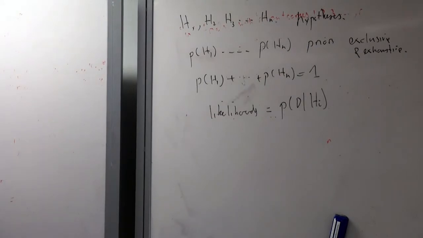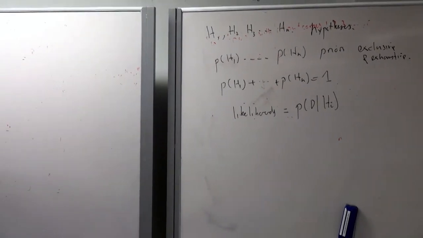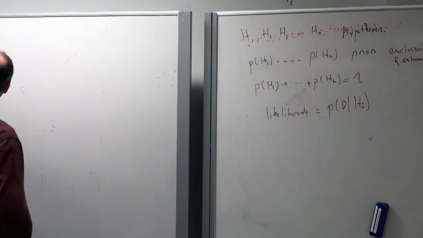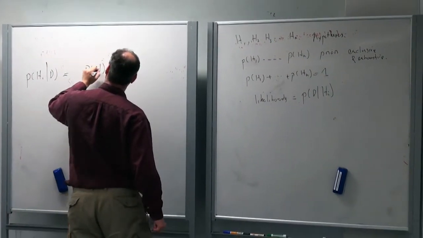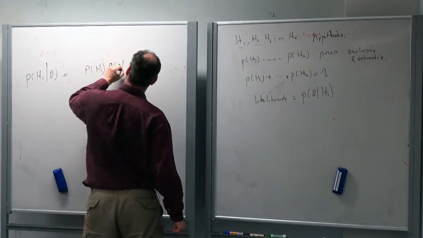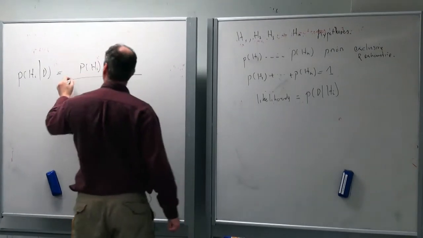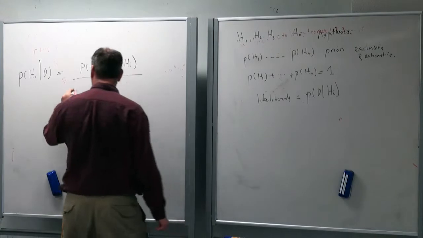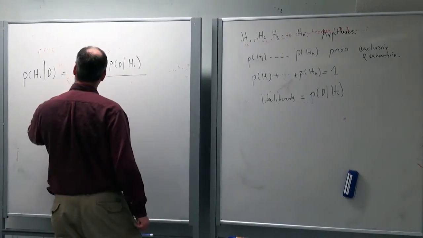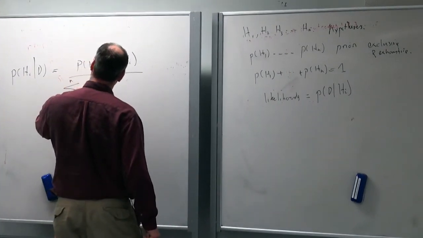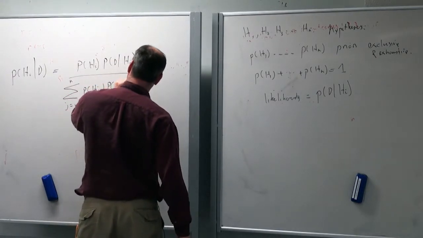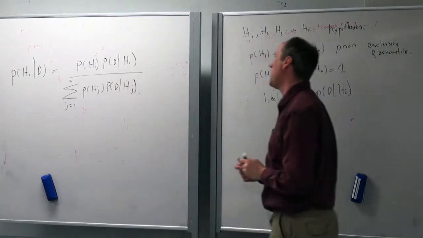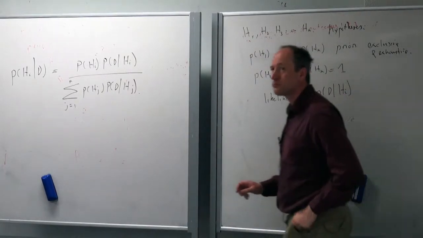So what does Bayes' theorem actually say under these circumstances? P of Hi given D equals P of Hi times P of D given Hi, over a fiddle factor that makes the probabilities add up to 1. Bayes' theorem in its full form.